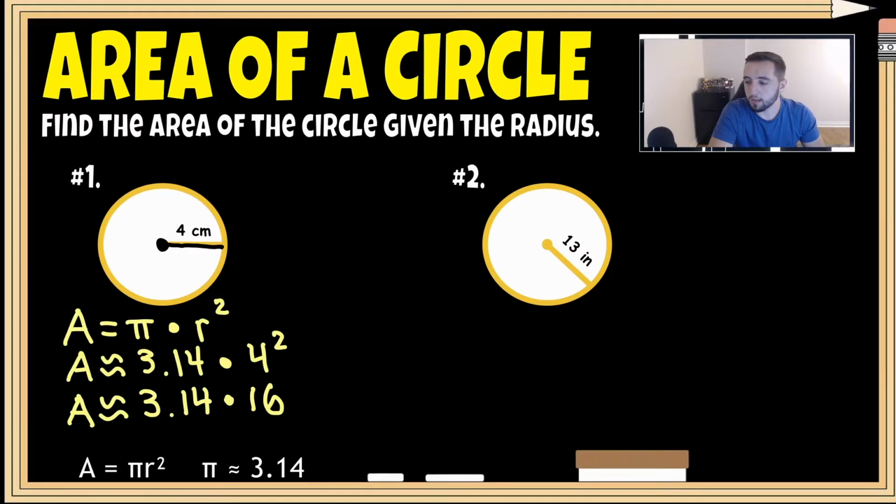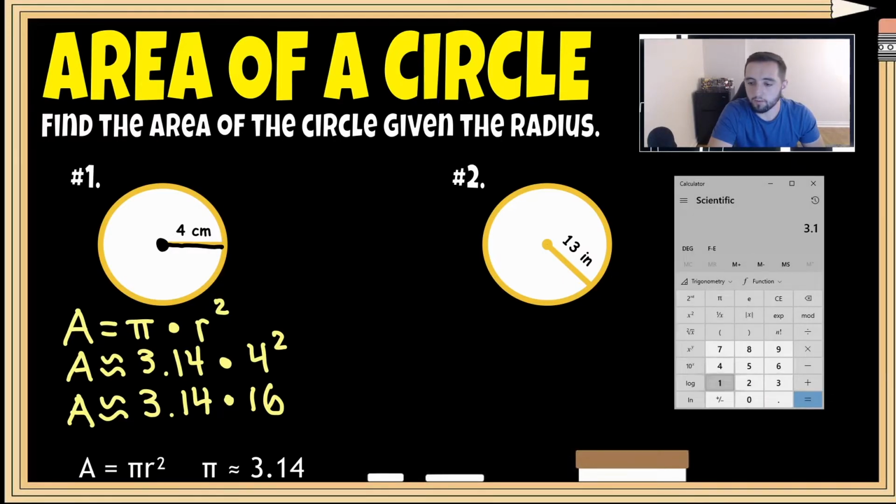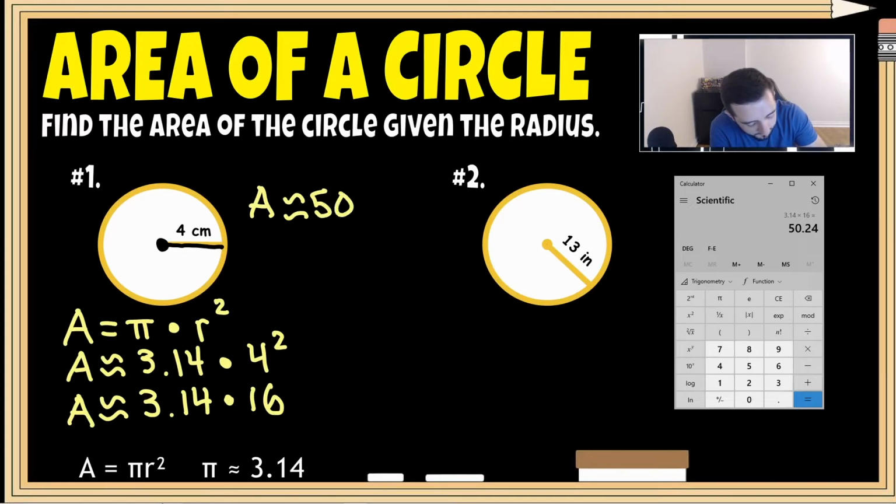If I pull out my calculator here, we have 3.14 times 16. And we get our area to be 50 and 24 hundredths. So area is approximately 50 and 24 hundredths. And for our units, we were utilizing centimeters. When you talk about area, you have to make sure that you square your units of measurement. So our final answer, area is approximately 50 and 24 hundredths square centimeters.